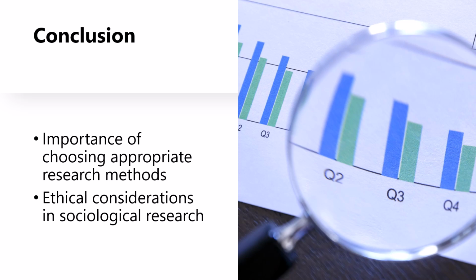Researchers must ensure that participants are fully informed about the nature of the study and consent to participate. This is a significant ethical consideration in all sociological research. This includes explaining the purpose, procedures, risks, and benefits of the research.